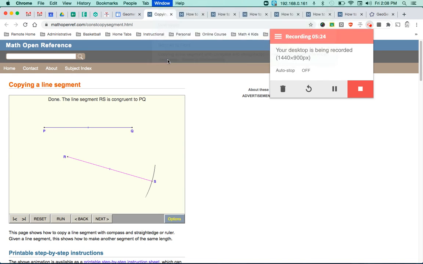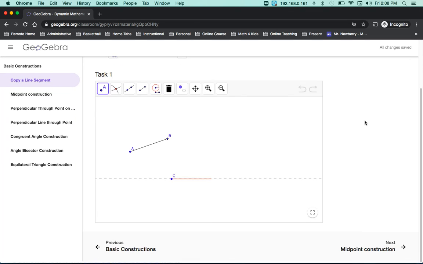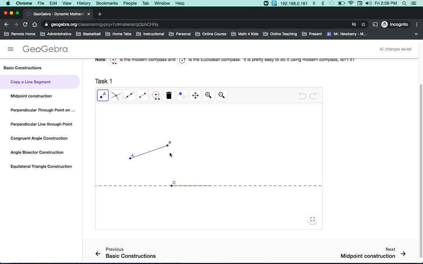So again, we were in the GeoGebra app. When I clicked on copying line segment, this is the thing that popped up. It says, given line segment AB, copy it to the dotted line as shown in the applet. All right, so here's what we're going to do. We are going to copy a line segment so that it lays right on top of this red line. That's the goal. Now, just like in the real world, we're going to use a compass to measure this length.